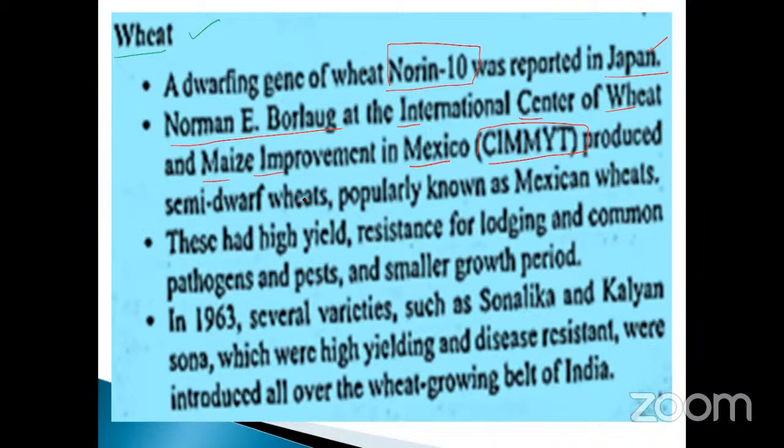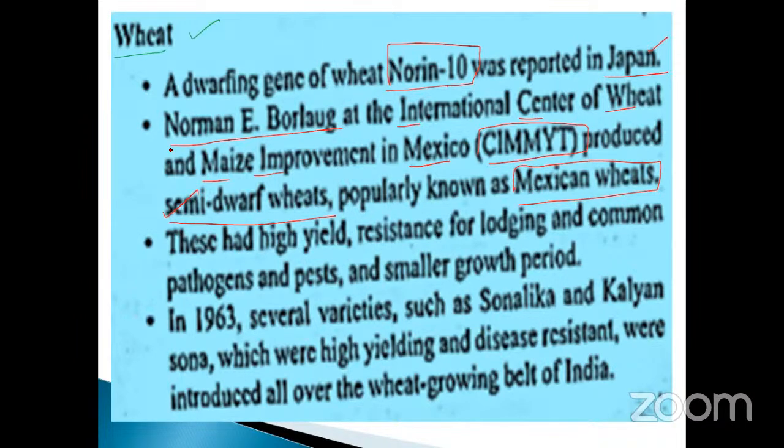What is a semi-dwarf wheat? That is very, very important. Semi-dwarf wheat, I already told you, MS Swaminathan has also done the one. Sonalika, Sarbati Sonora, like that. It is also one of the wheat varieties introduced by the scientist MS Swaminathan in the year 1966. This variety was discovered in which area? Mexico. That's why it is popularly known as the Mexican variety. Which one? Norin 10 was named as a Mexican wheat.